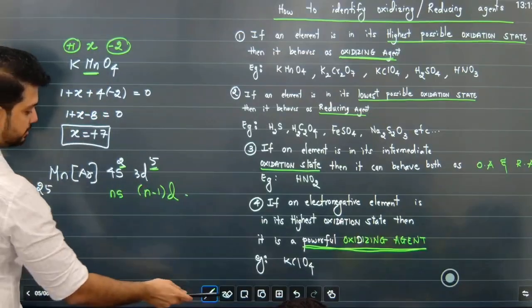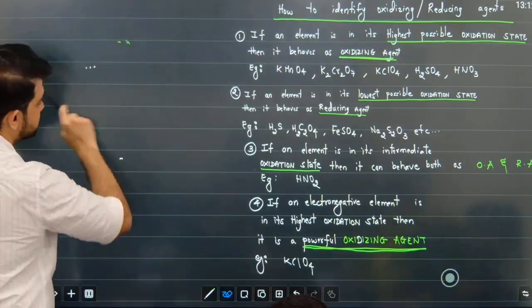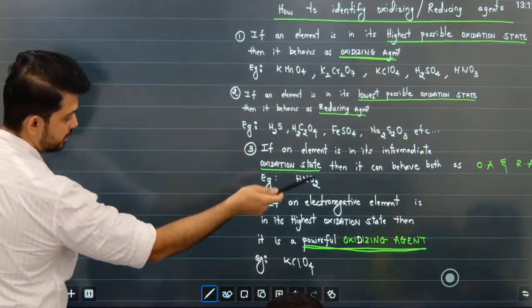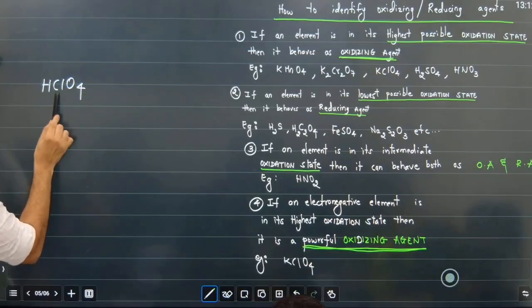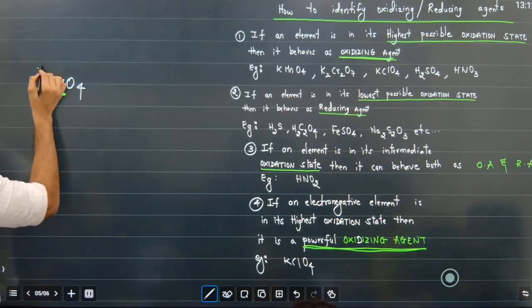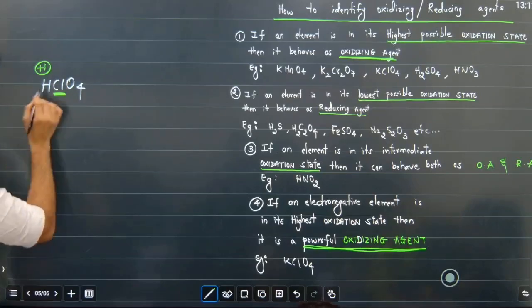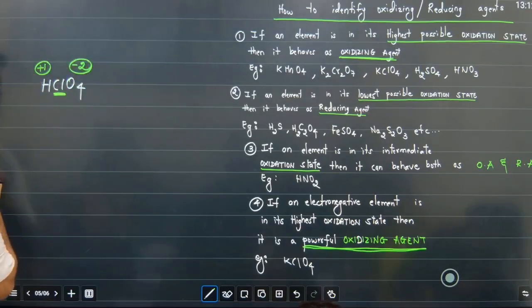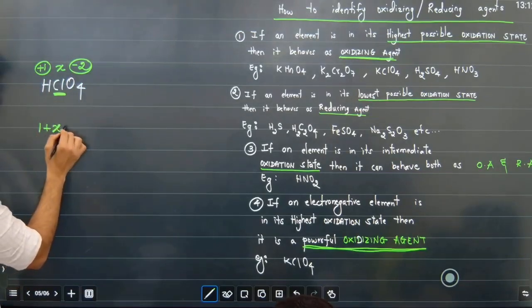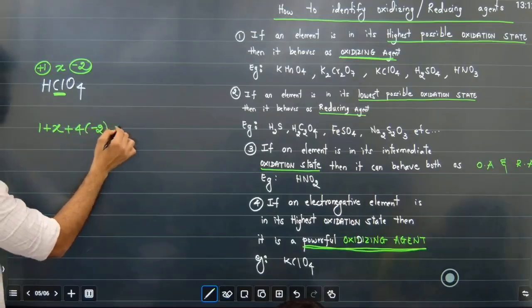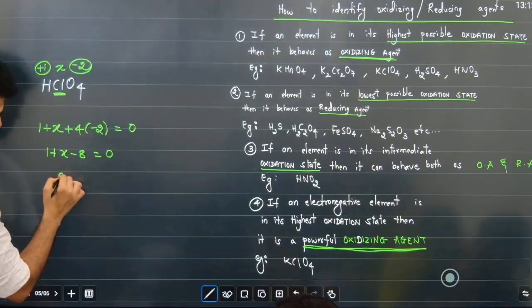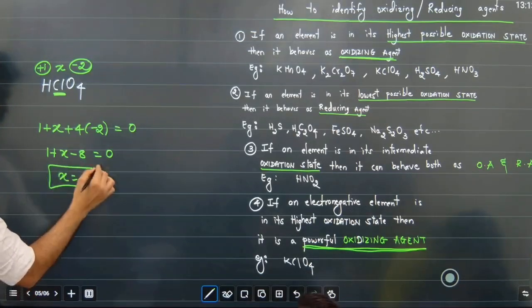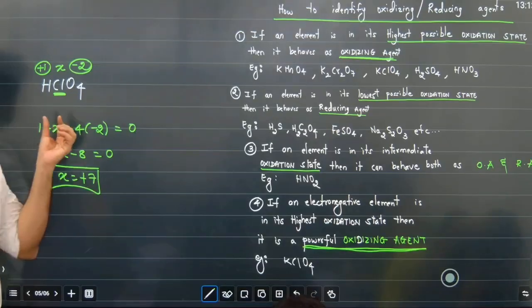Let's take one more example. HClO4, or KClO4, either will work. Chlorine. Can someone find the charge on chlorine? Hydrogen is +1, oxygen is -2. Let chlorine be x. So 1 plus x plus 4 into -2 is 0. 1 plus x minus 8 is 0. How much is x? +7. So chlorine is also in +7.